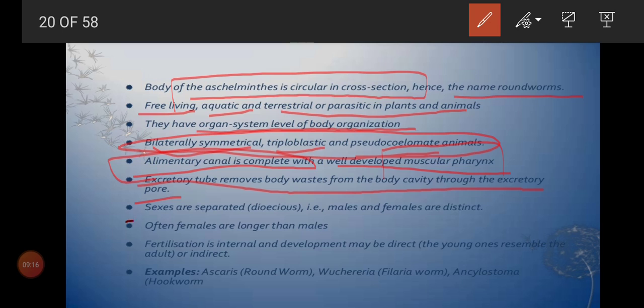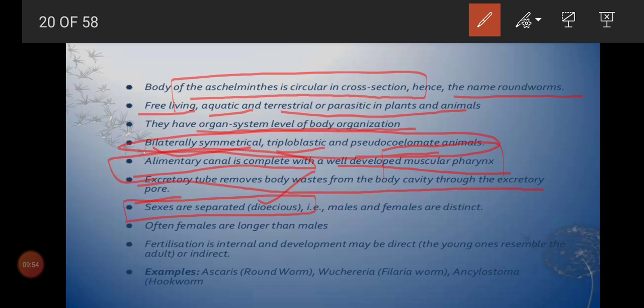And here sexes are separate, meaning we can see male and female as separate organisms. They won't be inside one organism. We have learned that in Platyhelminthes and other groups like Porifera, it is hermaphrodite, both male and female in only one organism. But that is not the case in the forthcoming phyla, because these phyla are a little bit advanced compared to Porifera and Coelenterata. So here male separately, female separately, and that is what we call dioecious.